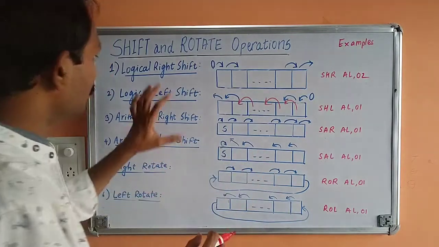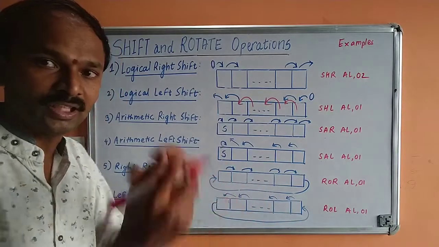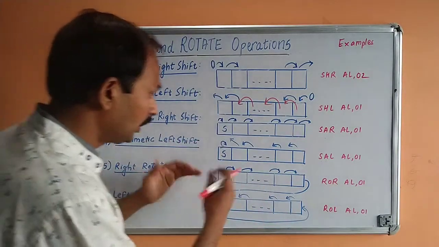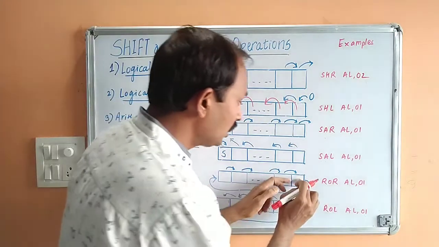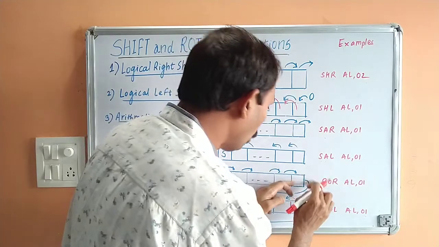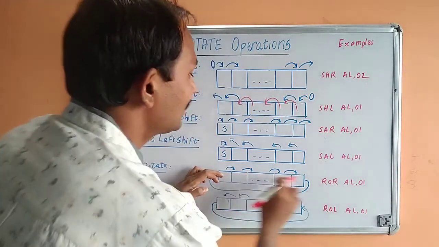Now after shifting, we will move towards rotation. In rotation, what happens? Let us see. Right rotate. So in right rotate, we are going to rotate the bits one by one on the right hand side, and the last bit over here will be rotated. As it is rotated, it will come once again as a part of the same number.